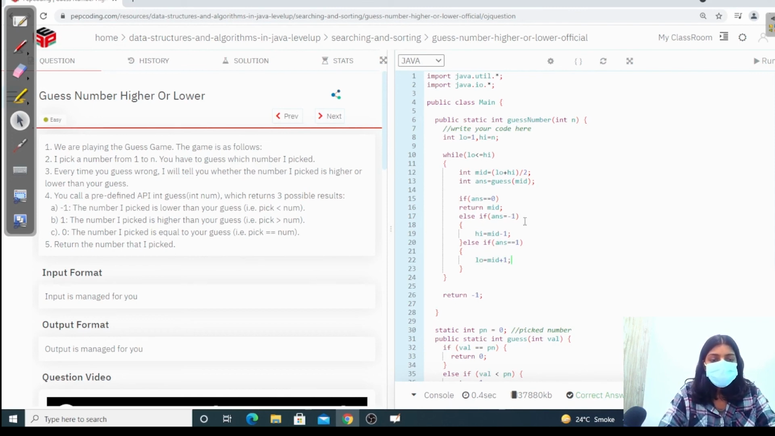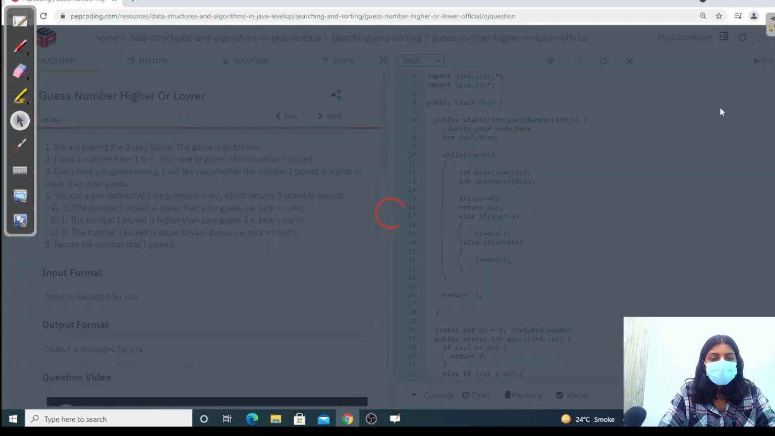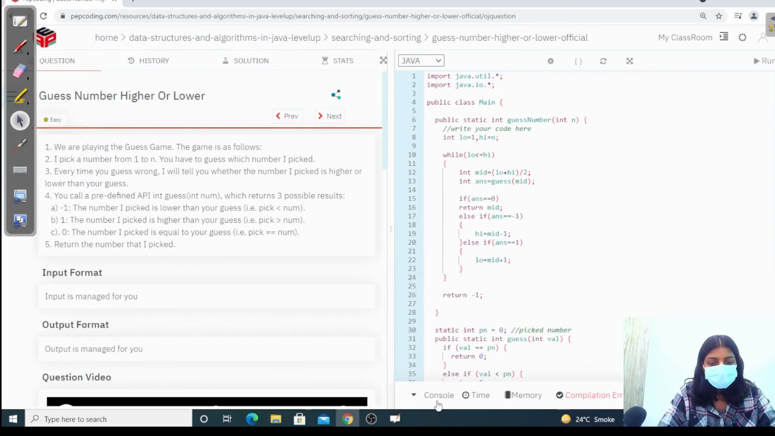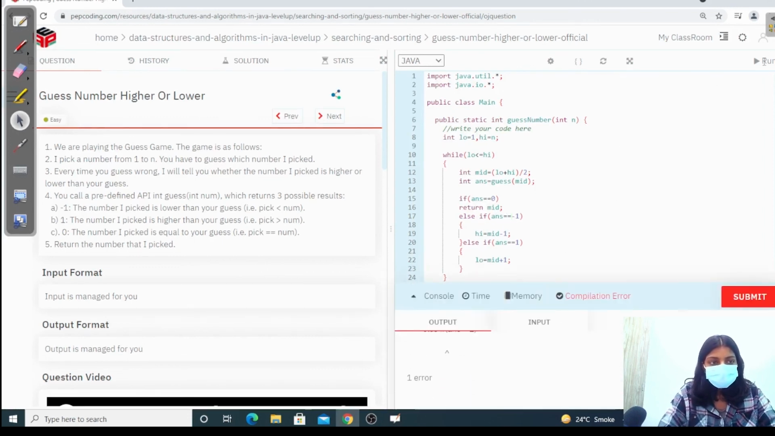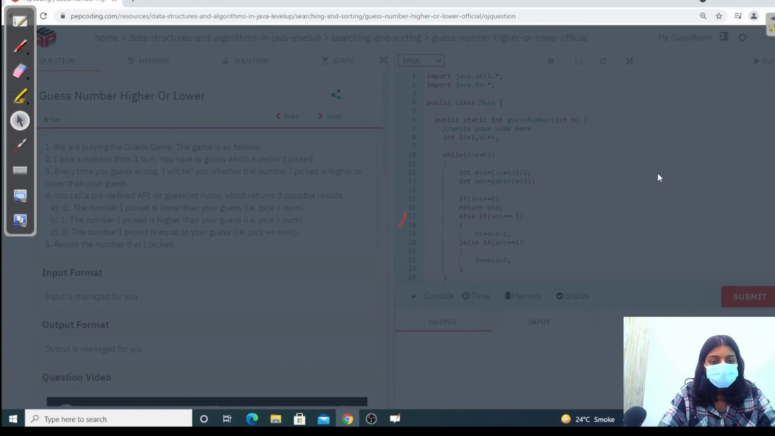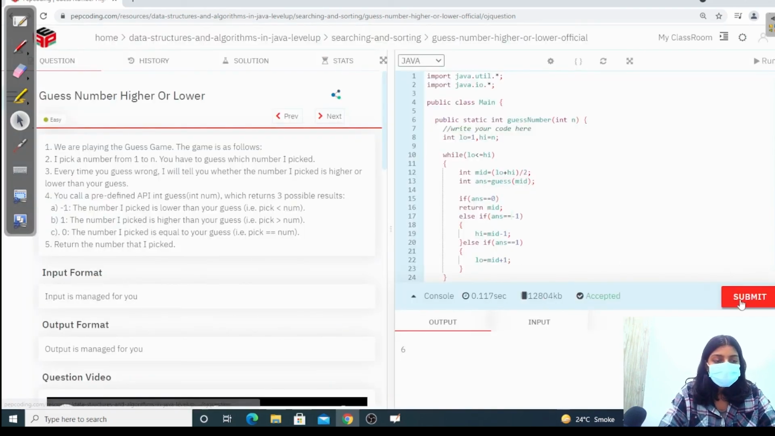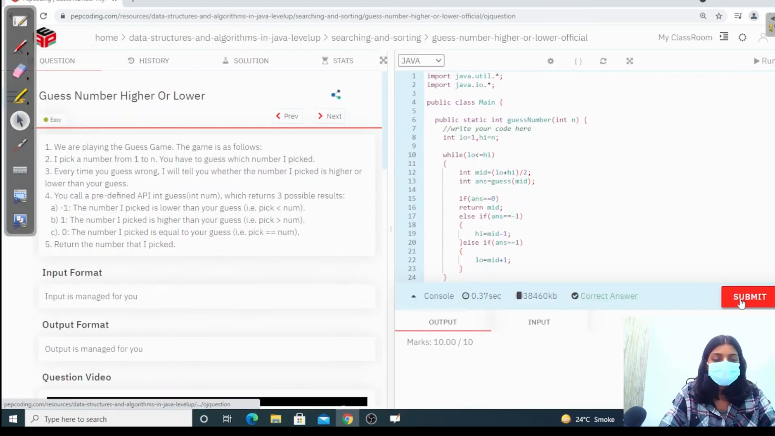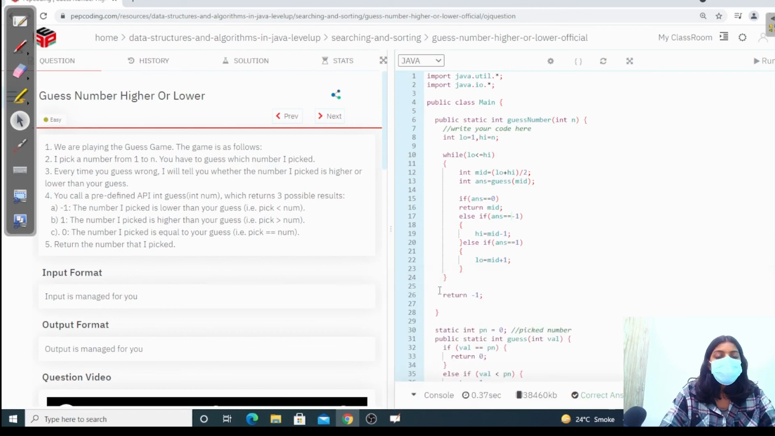Let's try to run this once. There's some error. Answer is equal to -1. Let's try to run this. Okay, accepted, and let's try to submit this. Submitted. Correct answer.